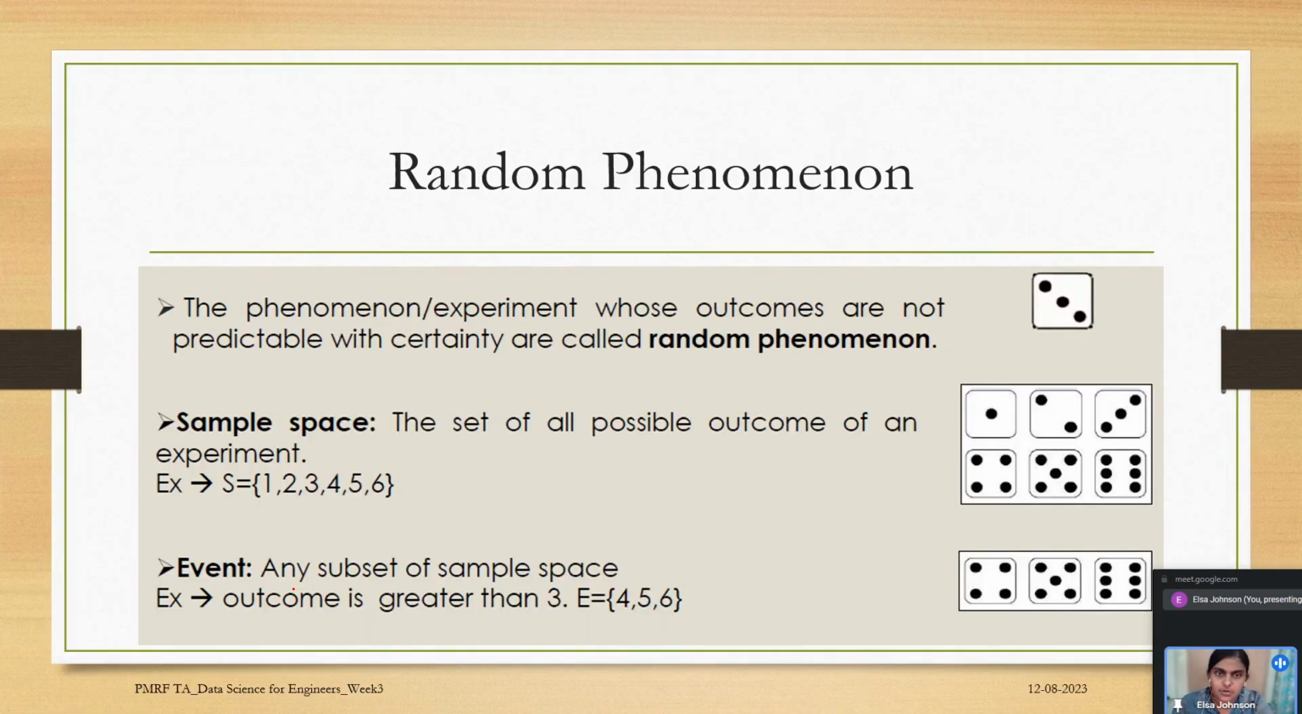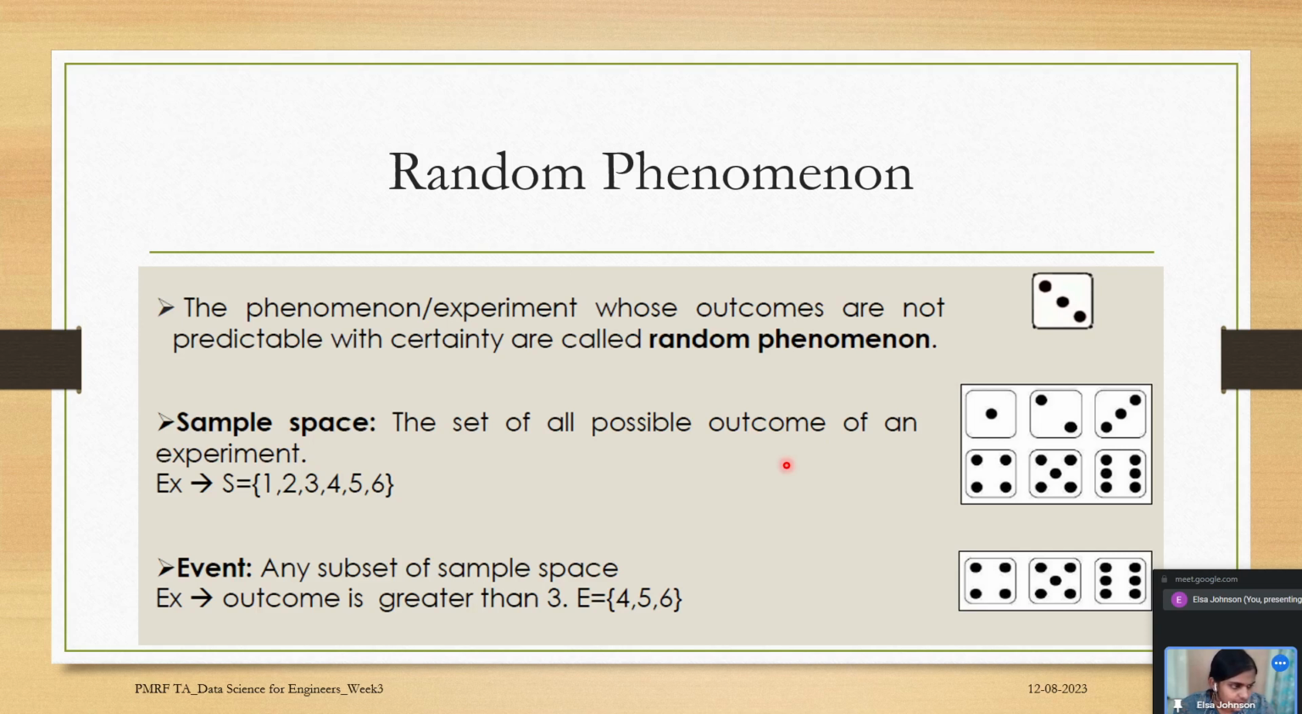Okay, so random phenomenon. You dealt with random phenomenon this week: phenomena or experiments whose outcomes are not predictable with certainty are called random phenomena. In a random phenomenon there is a sample space. For example, if you look at this particular die, there are different faces: 1, 2, 3, 4, 5, 6. The sample space for that experiment, that means the set of all possible outcomes of an experiment, will be S equal to {1, 2, 3, 4, 5, 6}. That is the sample space.